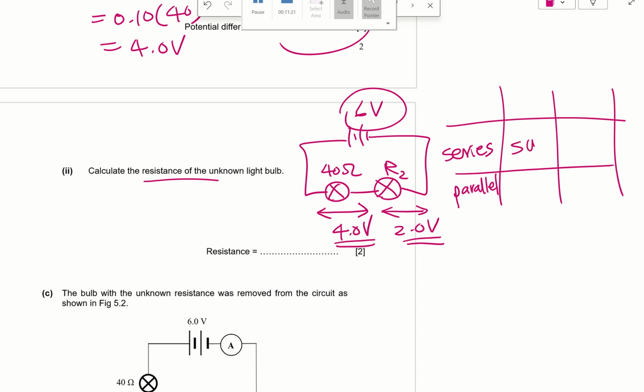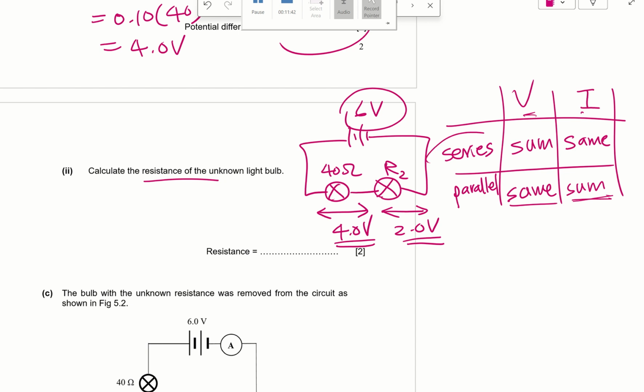So it will be sum, same, same, sum. But what is sum in series? It is the voltage. What is same in series? It is the current. Alright. What is same in parallel? It is the voltage. What is sum in parallel? It is the current. Okay.